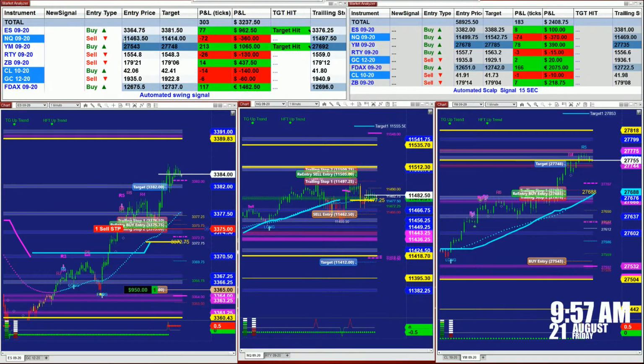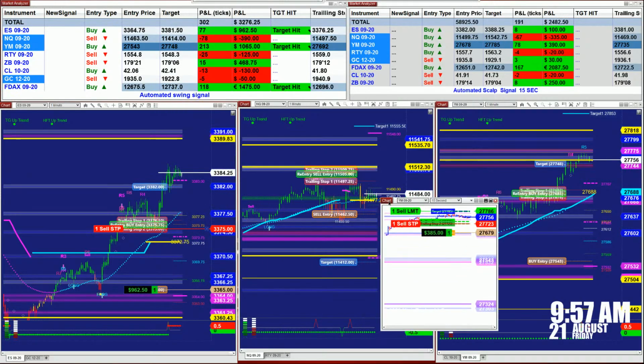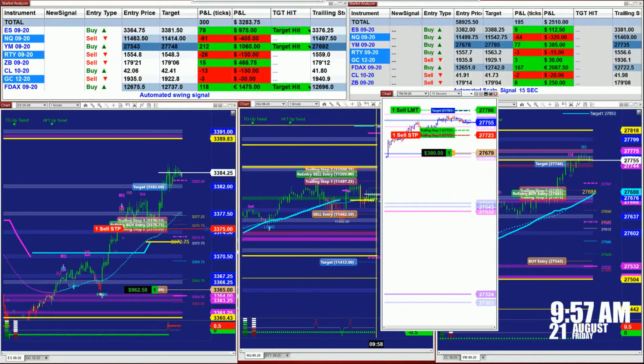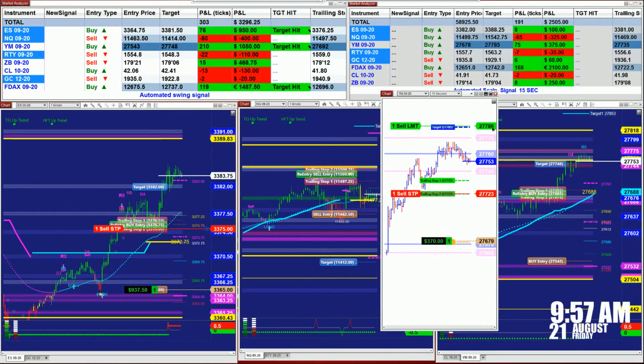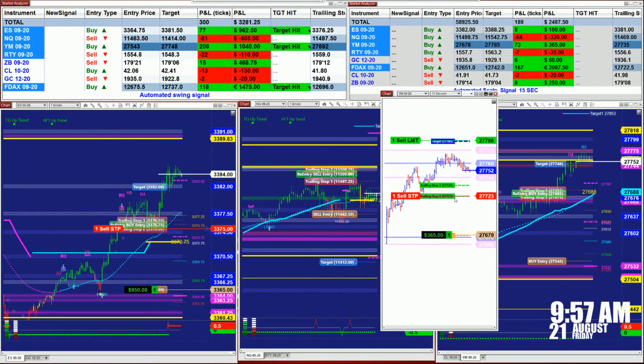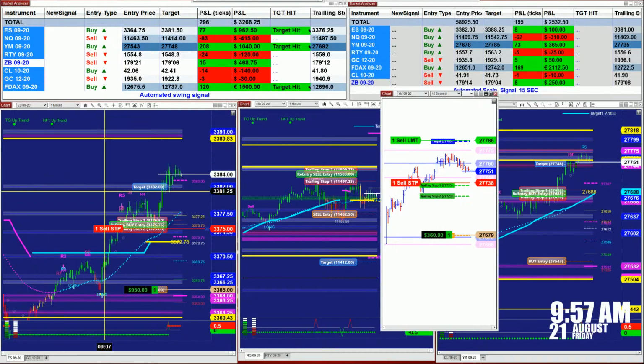This is the left upper corner here. The market analyzer is for the swing trading. We have 300 ticks in profit based on one contract. On the right upper corner is the scalper. We use white charts, and the blue chart, like this one here, the ES, is for the swing trading. So we can see the scalper is right there. We use a white chart, and the blue charts are the swing trading.